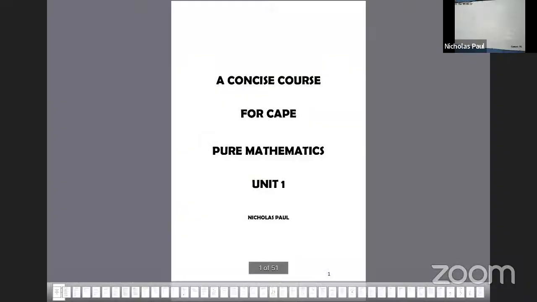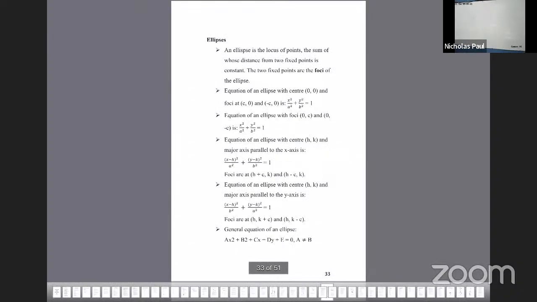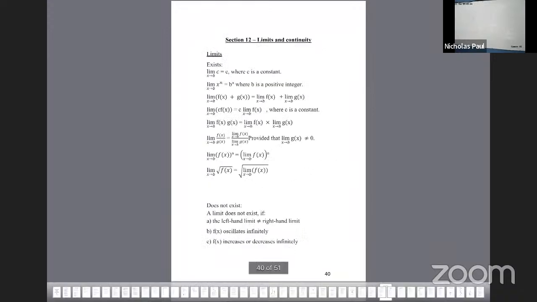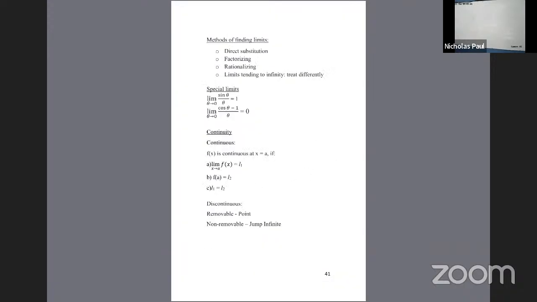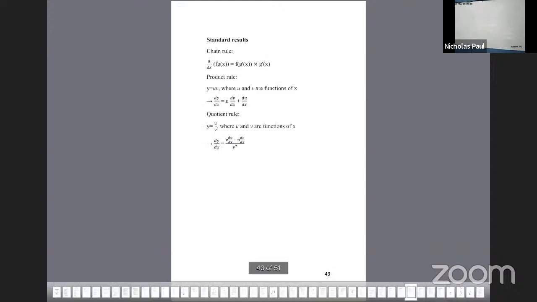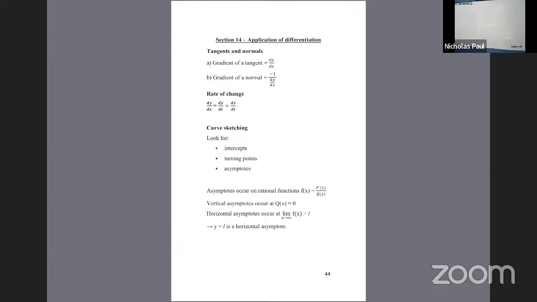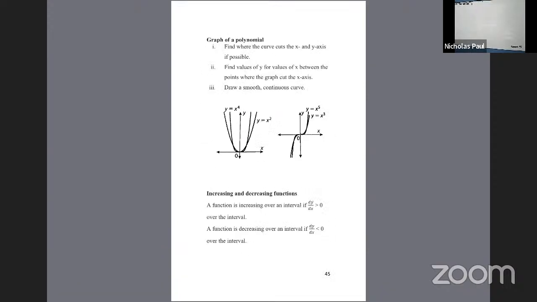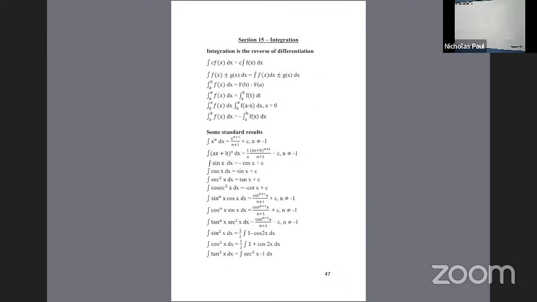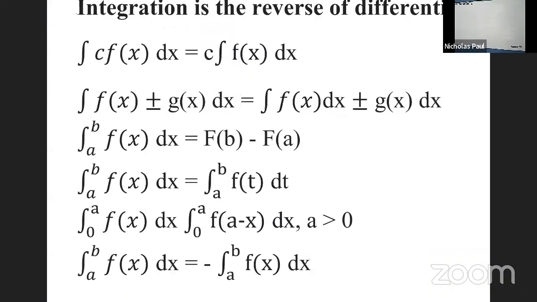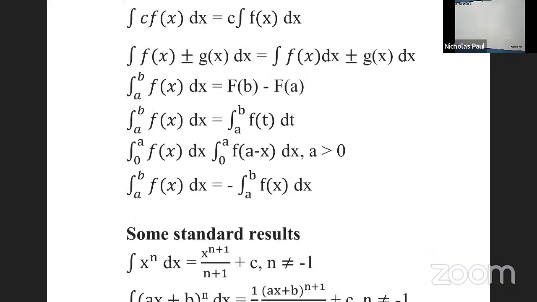So in integration, remember, it's reverse differentiation, right? Generally in integration, we add and we divide, while in differentiation, we subtract and we multiply, right? So these are some basic rules that we need to remember about integration, and generally how to integrate.